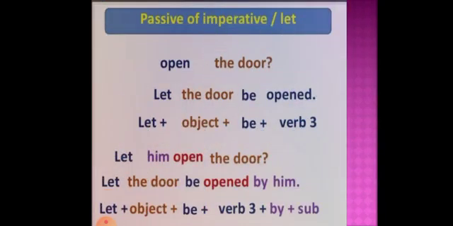Passive of imperative or let. Open the door. Let the door be opened. Let plus object plus be plus verb 3. Let him open the door. Let the door be opened by him. Formula will be let plus object plus be plus verb V3 plus by plus subject.